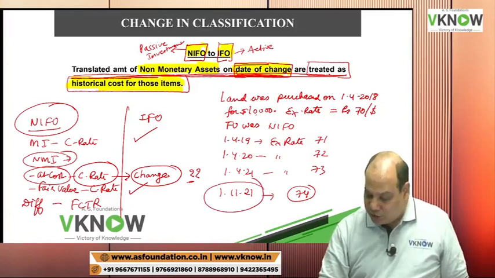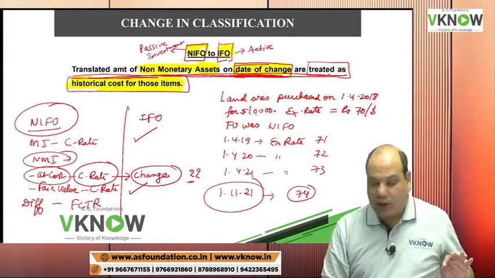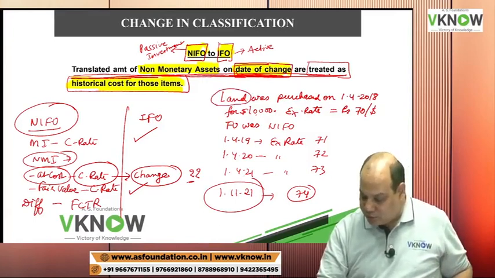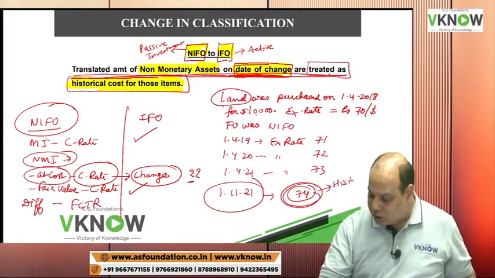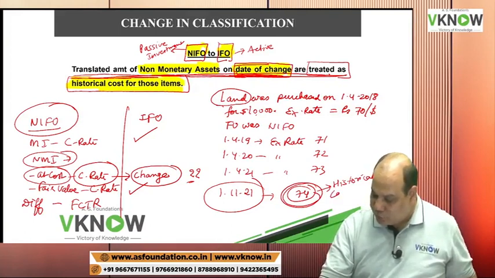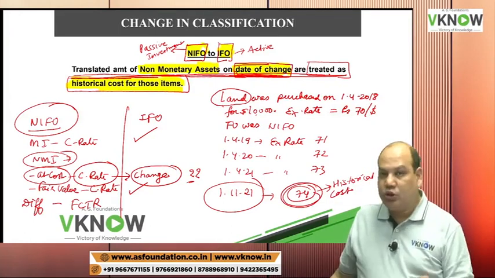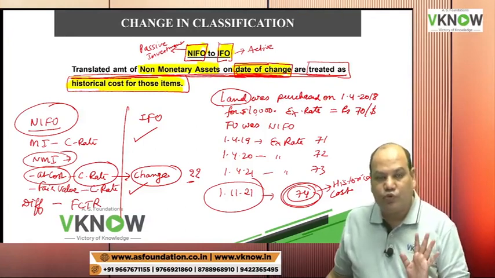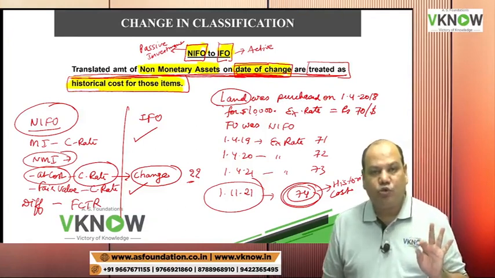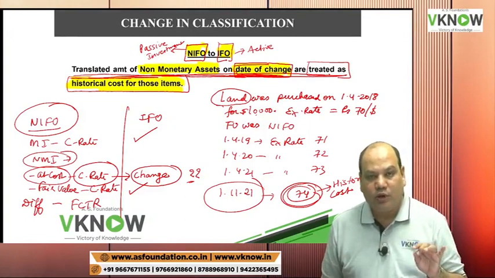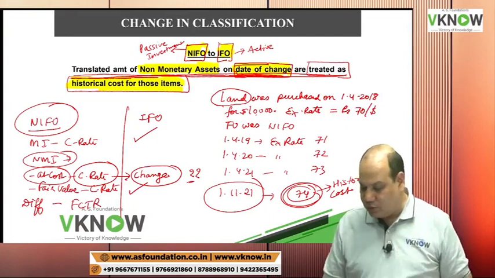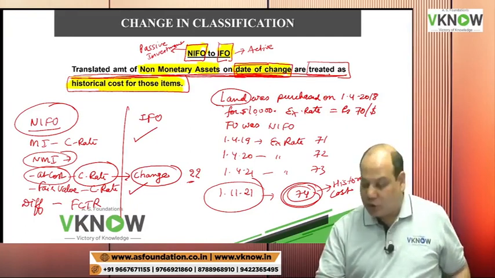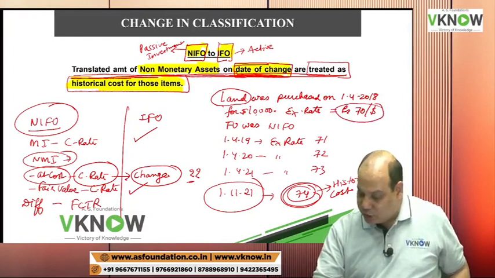Today the rate is 74. So what will happen now? This land will be valued at 74 today, and this will become its historical cost for future accounting, because it is to be carried at cost model, and we are going to follow integral foreign operation from future period. Is it right? So you can ask me the question, can I take 70 rupees again?